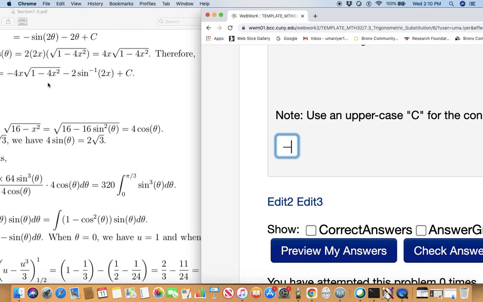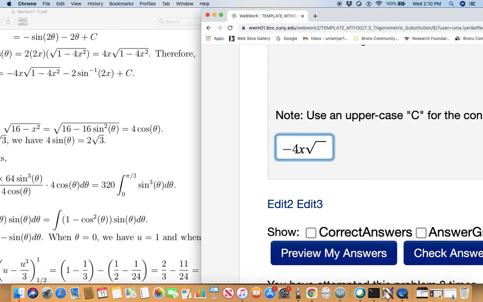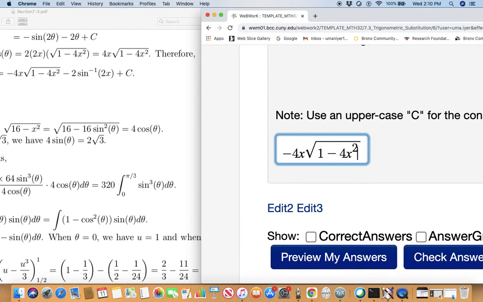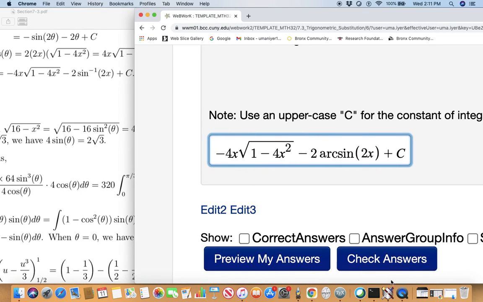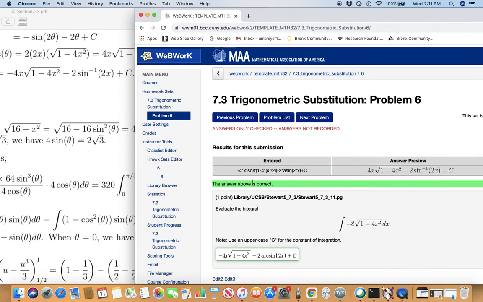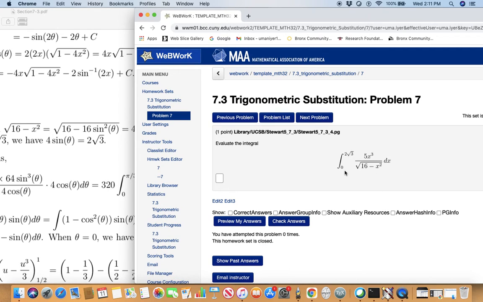So that's your answer. Negative 4x square root of 1 minus 4x to the power 2, minus 2 arc sine of 2x, plus a constant of integration. Check. That's correct. Okay. Next problem.